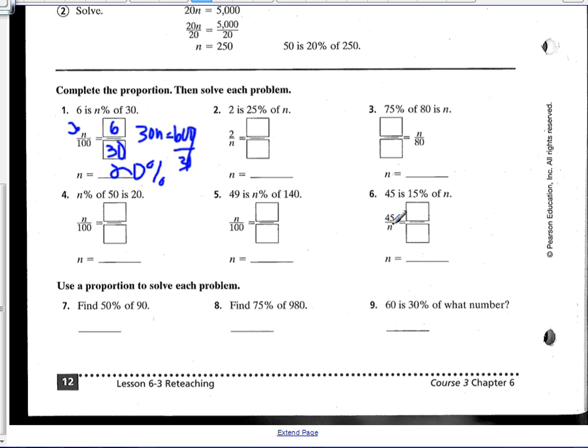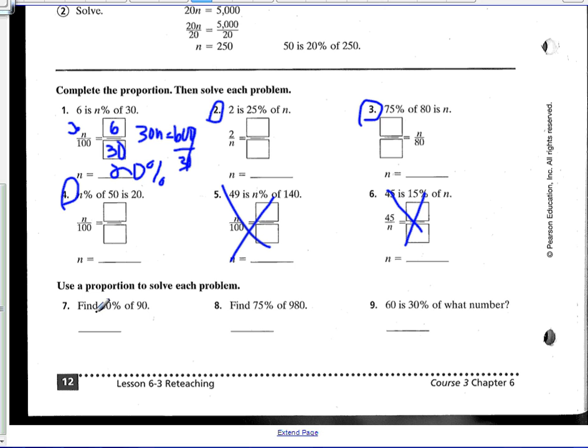All right, so if you guys could do number 2, 3, and 4 for me in your workbook tonight, don't worry about 5 or 6. That would be great. Set up the proportion and then solve for n.